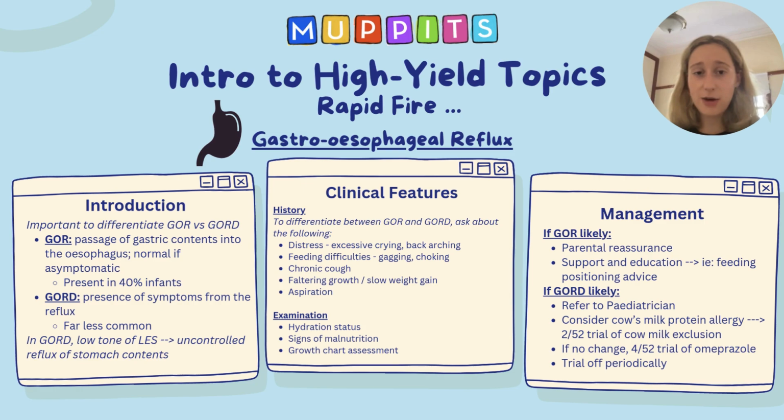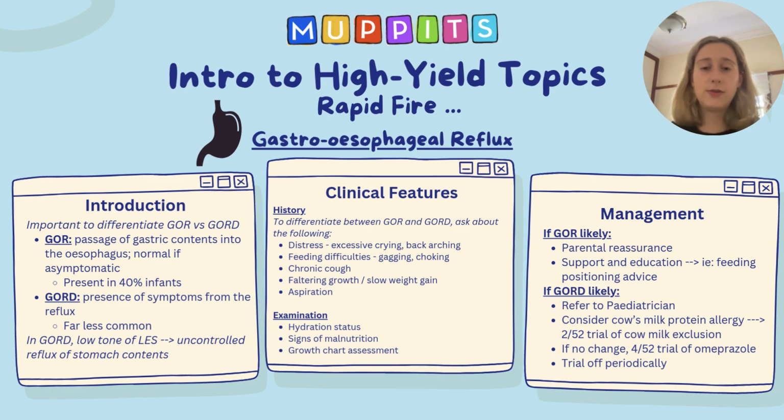So for the second of our rapid fire topics, we're speaking about gastroesophageal reflux, and I'll also speak a little bit about gastroesophageal reflux disease, because it's really important to differentiate between these two conditions, because while GORE, so gastroesophageal reflux, is incredibly common, so 40% of infants often have it. It's when the gastric contents pass into the esophagus, but usually is asymptomatic. So they might have vomiting or possetting, but they won't have some of the symptoms of GORD that I'll speak about, and GORD is a lot less common.